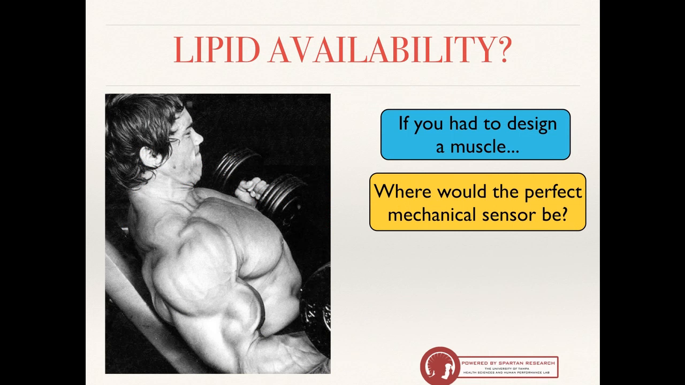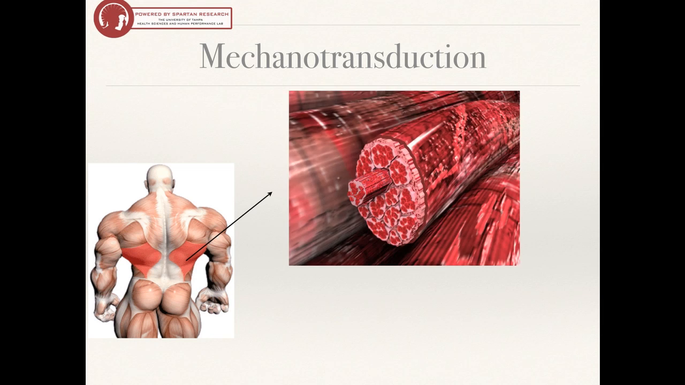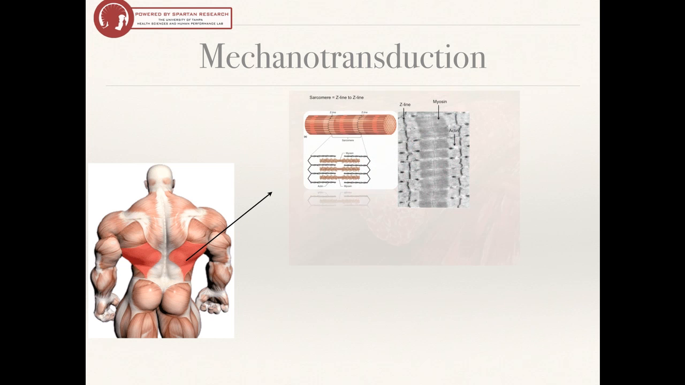What are those mechanisms? Well, if you had to design a sensor for muscle mechanical stimuli and transduce that information to a chemical signal via protein synthesis, where would that sensor lie? Obviously, in the muscle. So if we look at a muscle here and zoom in, you know that muscles are made up of contractile units called sarcomeres, and those are connected via Z-lines. The Z-line has a great potential to sense stress and is where most of the damage occurs.